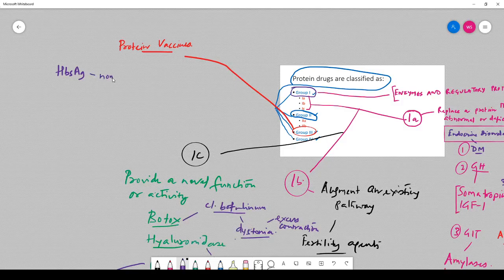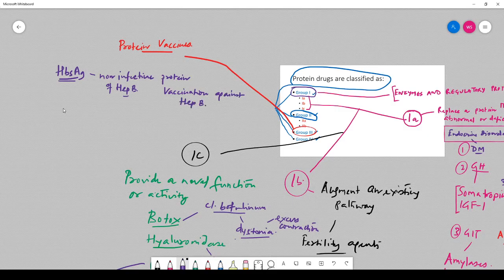It is a non-infective protein of hepatitis B. So this protein, if it is purified, then it can be used as a vaccine. Okay, so that is an example of group 3. It can be used for vaccination, active vaccination against hepatitis B.